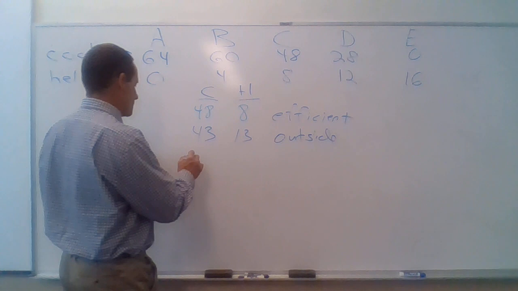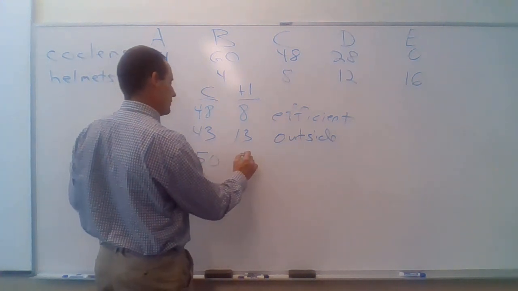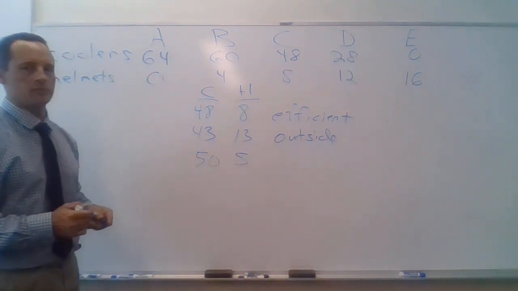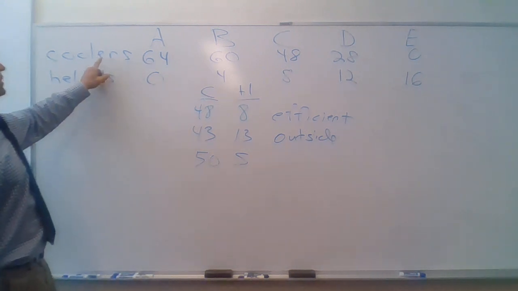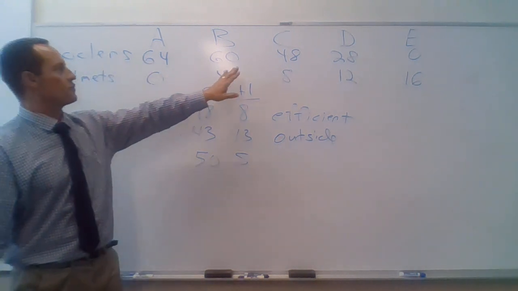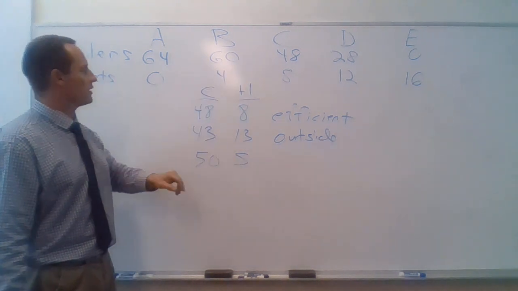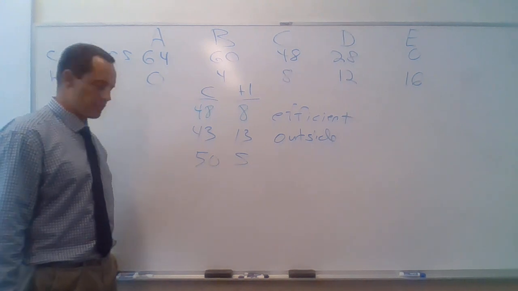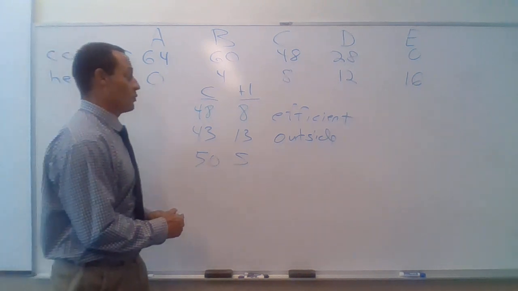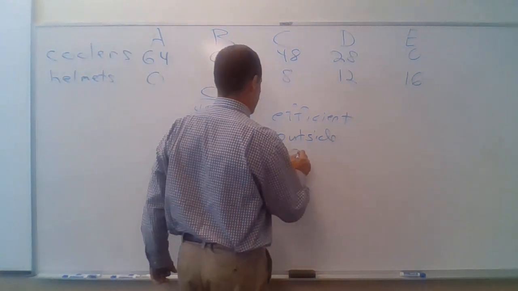All right, let us consider 50 and 5. Well, here are 60 coolers right here, so 50 would be between B and C. Does 5 fit between B and C? Yes, it does. So if a pair occupies the same gap or point, it is efficient.